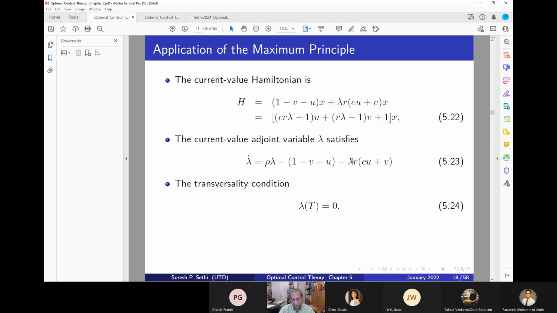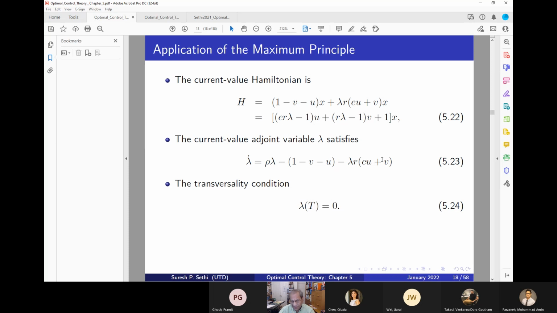So let's begin. The Hamiltonian is the objective function plus lambda times the state equation. And lambda dot is the derivative of that. Now you can see that lambda dot is going to change over time because there's a lambda on this side. But fortunately, there is no x on this side. So it is not a complicated two-point boundary value problem.